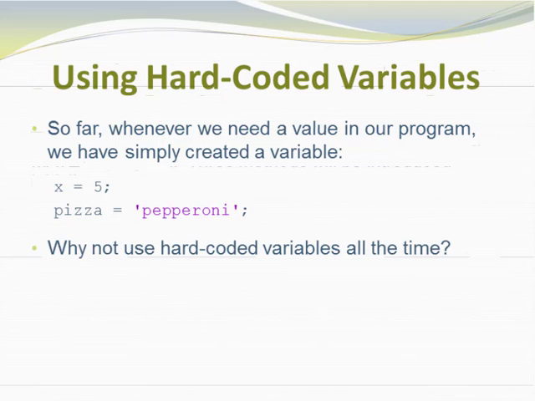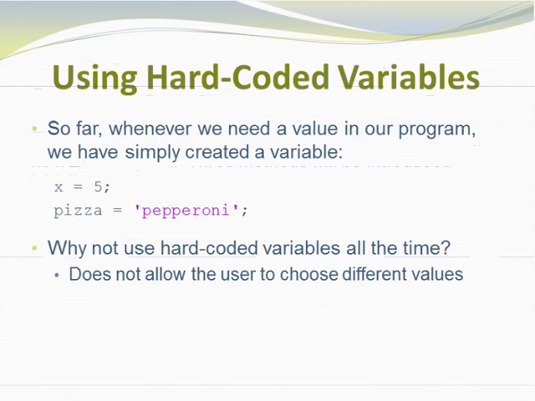But what's the problem with this? Why don't we use hard-coded variables all the time? We already know how to use them. Well, there's a couple of reasons why we wouldn't want to use this. First, it doesn't allow the user to change or choose a different value. If the user wanted to change a value, they would have to go into your code and change that line where you're creating this variable initially. Generally, you don't want to have somebody else going in and messing around with your code because they could potentially delete something else, which is going to be important for having your code run correctly, and then your code doesn't run correctly.